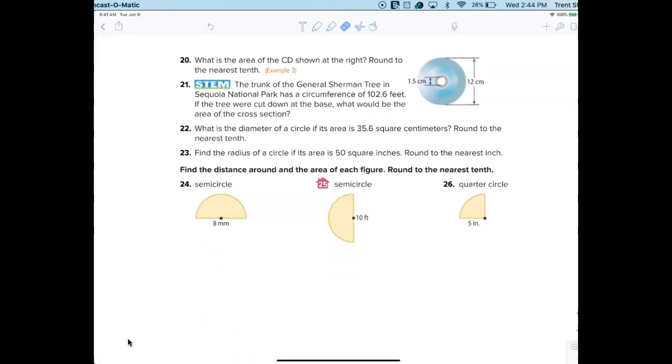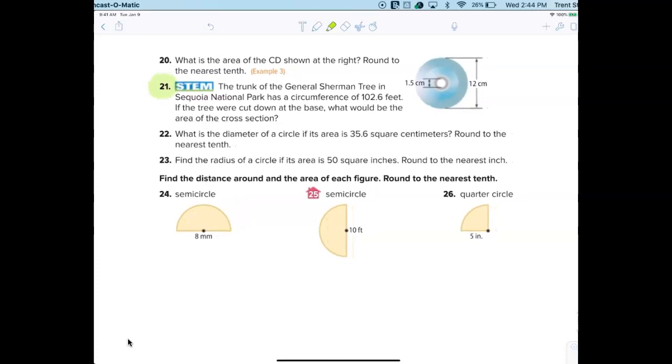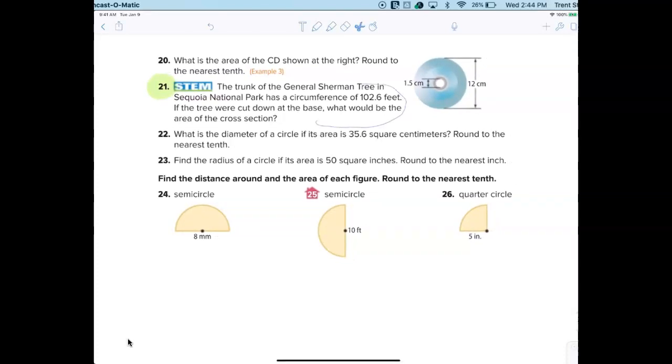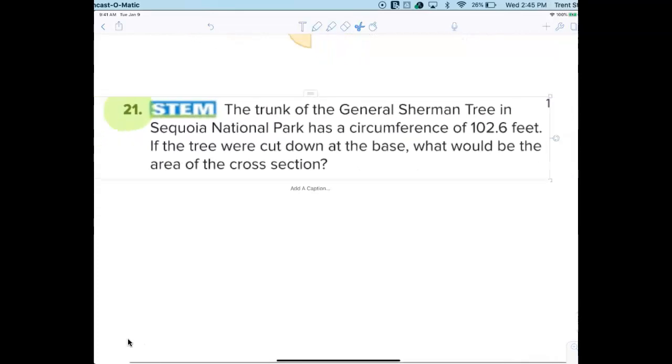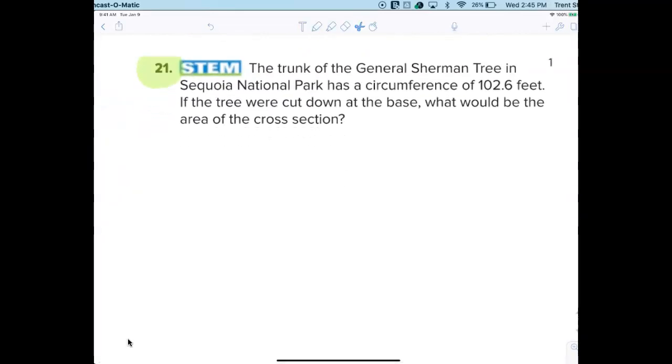We are going to look at question number 21. Now, again, this is what I would consider to be a hard ERB question. So anybody read number 21? Kate Mitchell. The trunk of the General Sherman tree in Sequoia National Park has a circumference of 102.6 feet. If the tree were cut down at the base, what would the area be?